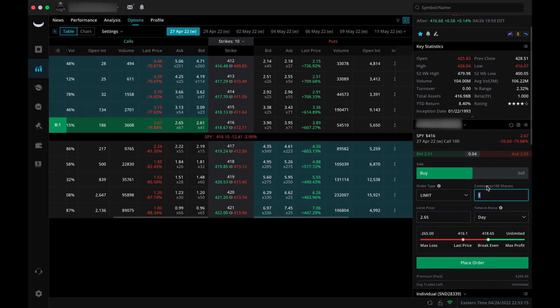You can also set right here how many contracts you want to buy. In this case, we had one, which is $265 for this 416 call. So let's say we want to up that to 2. That changes to $530. Let's say we want to up it all the way to 10. That changes this to $2,650 that we have to pay to receive 10 contracts. And to execute the order, you just come down here and hit place order. But that's pretty much the basics when it comes to option trading on Webull.